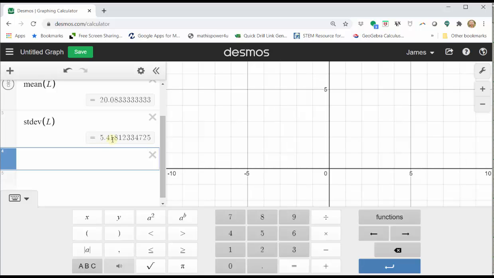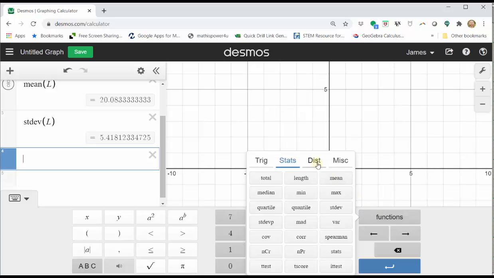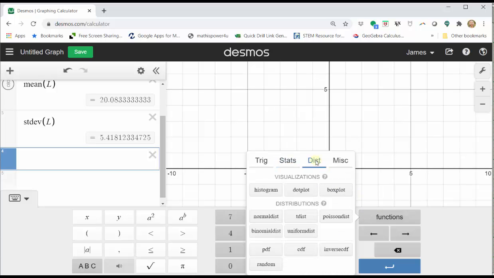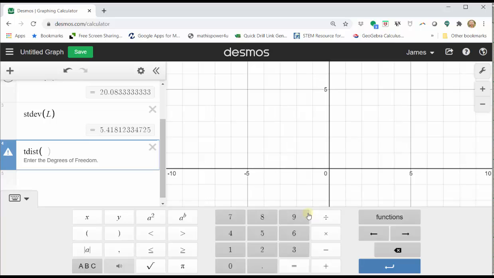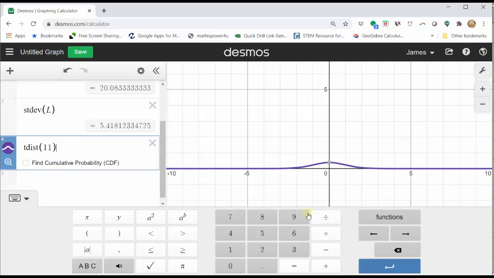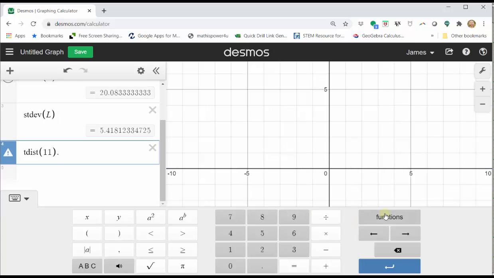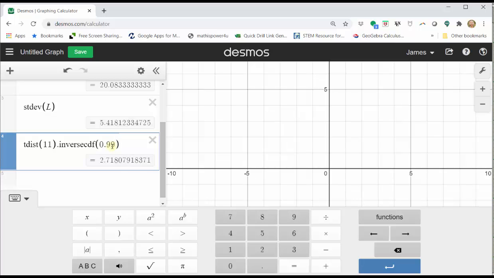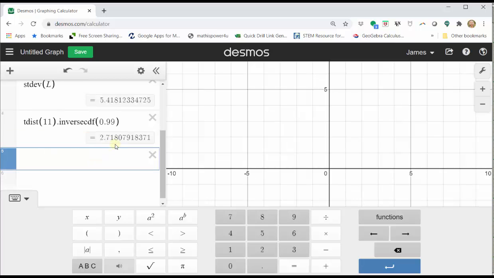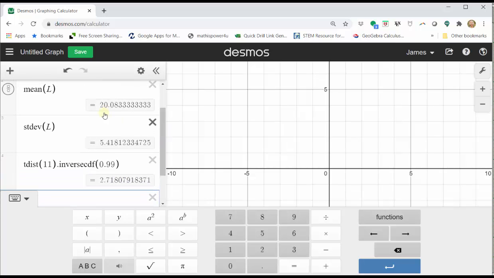And now let's determine the t-score. Click Functions, click the Distributions tab, click t-dist. Next we enter the degrees of freedom, which is n minus 1, 12 minus 1 is 11, close parenthesis, period, functions, inverse CDF, and now we enter the area to the left of the t-score, which is 0.99, close parenthesis, enter. We will use a t-score of approximately 2.718. So let's go back and record the mean, the sample standard deviation, and the t-score.